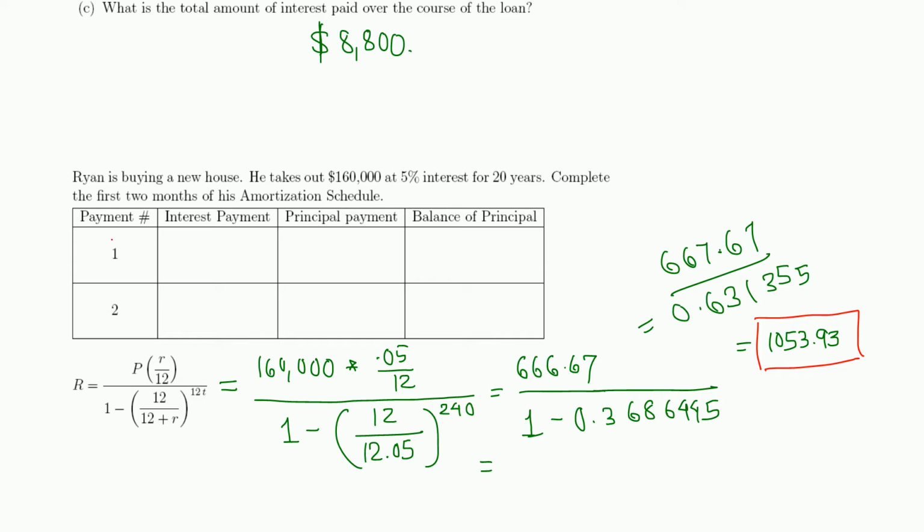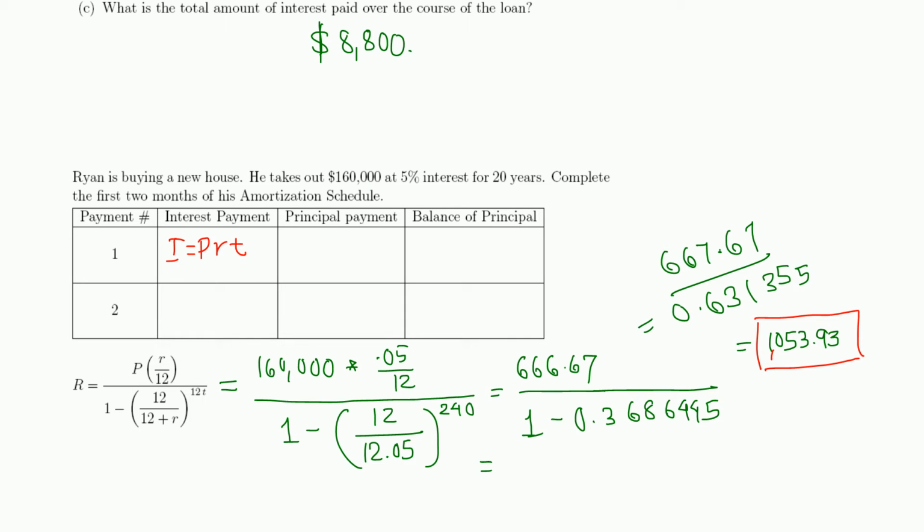Okay, but the question wants, in payment one, out of 1,053.93, how much is the interest and how much is the principal? Do not assume half goes to interest and half goes to principal. No. So we need to find the interest paid. Interest I is always PRT. So principal is now 160,000.